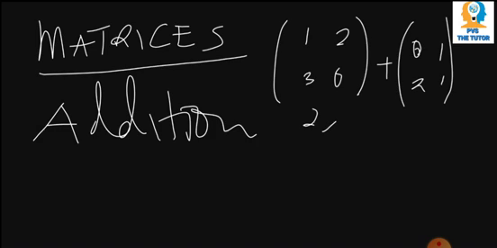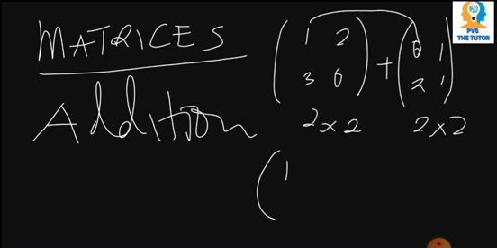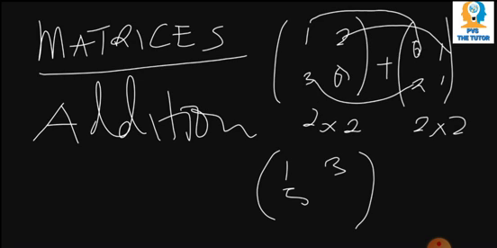This is a 2 by 2 matrix and this is a 2 by 2 matrix, so we can easily add them. 1 plus 0 gives you 1, 2 plus 1 gives you 3, 3 plus 2 gives you 5, and 0 plus 1 gives you 1. So that's how you can add matrices. Let's look at one more example.